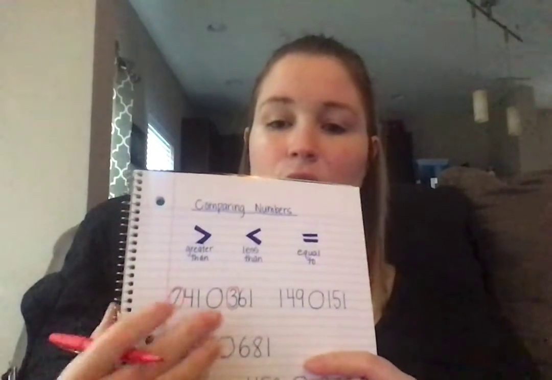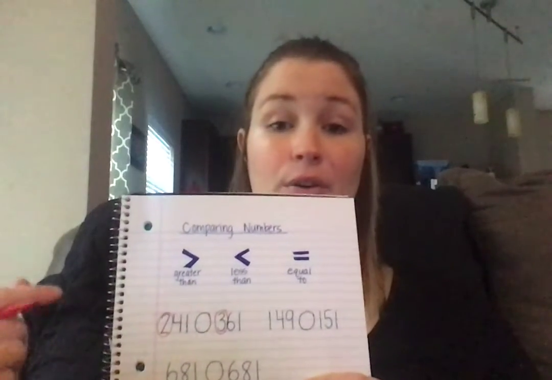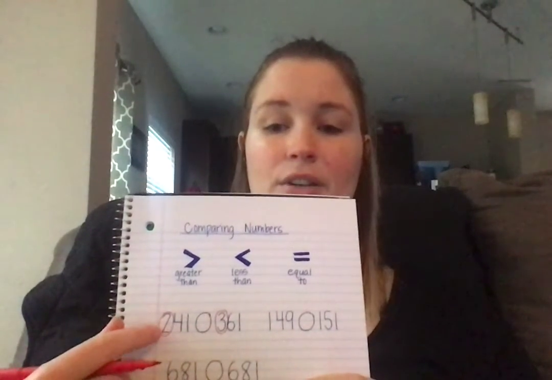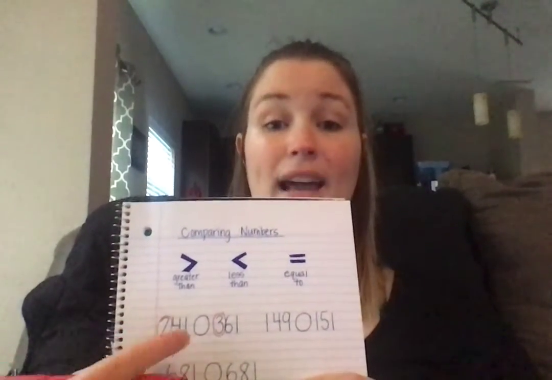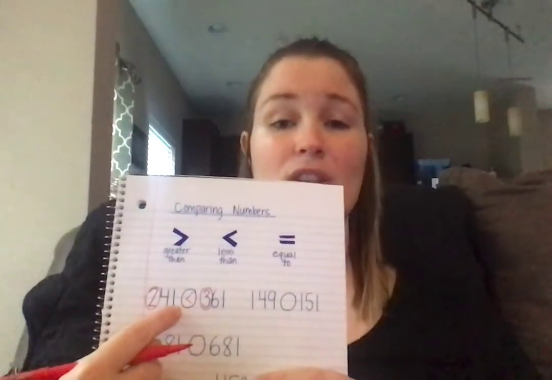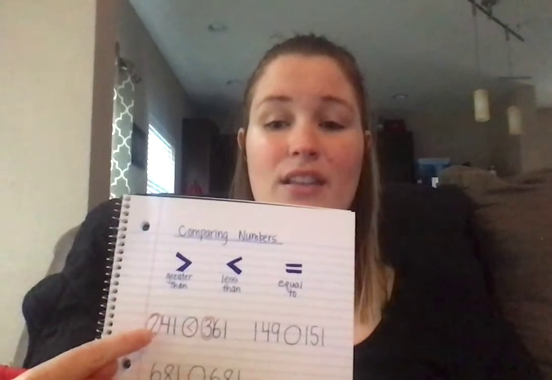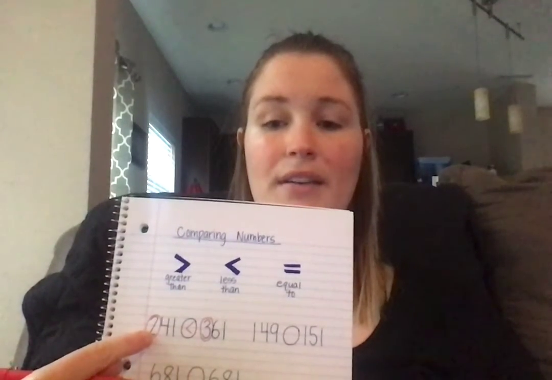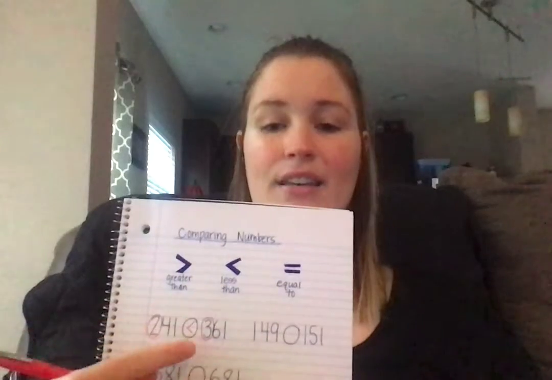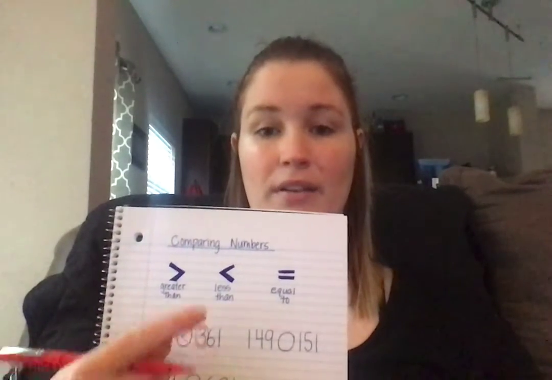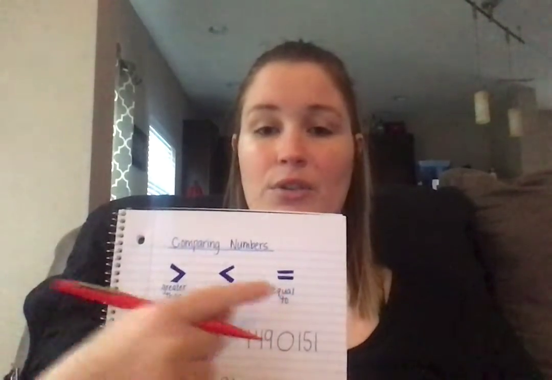So I have a 2 and a 3. I know that 3 is bigger than 2, so my alligator is going to want to eat my 3. So I'm going to make my alligator mouth, and he's eating my 3. And then I want to make sure that you guys know how to say this. So I'm going to say that 241 is less than 361. So it is important that we still know these names.